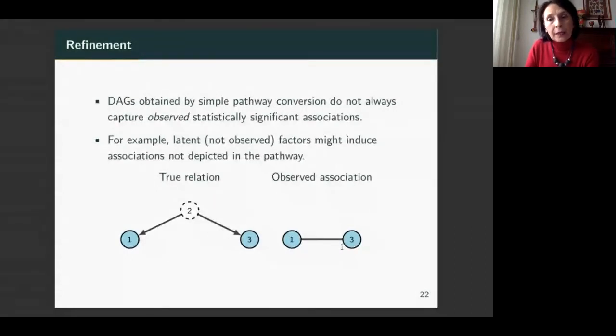So DAGs which are extracted by pathway conversion fail to annotate statistically significant associations among variables, but we need them to estimate potential effects of silencing. So one idea is, of course, to estimate the DAG from scratch, ignoring the a priori information given by the pathway. So do the so-called structural learning, as it is called in the machine learning community, which is a very challenging task, especially with high-dimensional graphs.